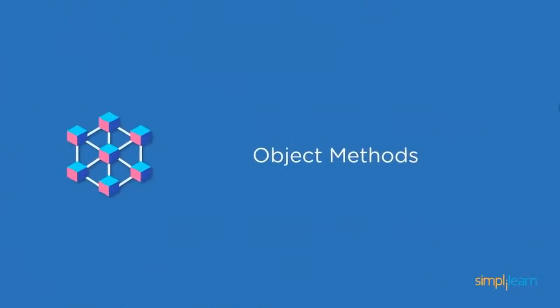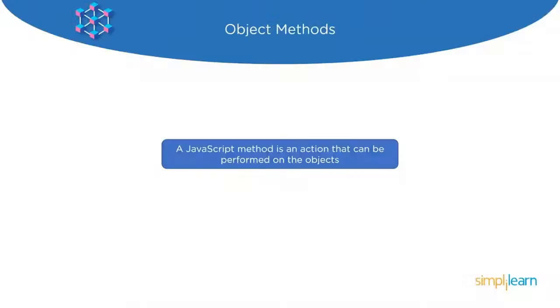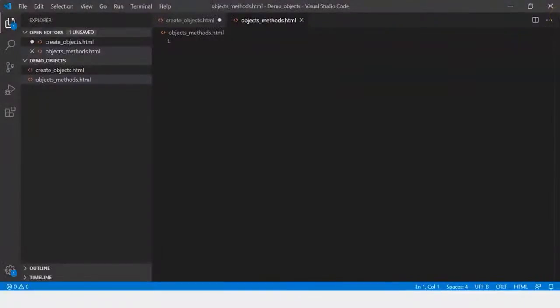Alright, so let's move on to the next concept, object methods. Now basically, a JavaScript method is an action that can be performed on the objects. So you'll understand better with the help of the demo. So let's go back to our VS Code, and here I've created another HTML file called objects_methods.